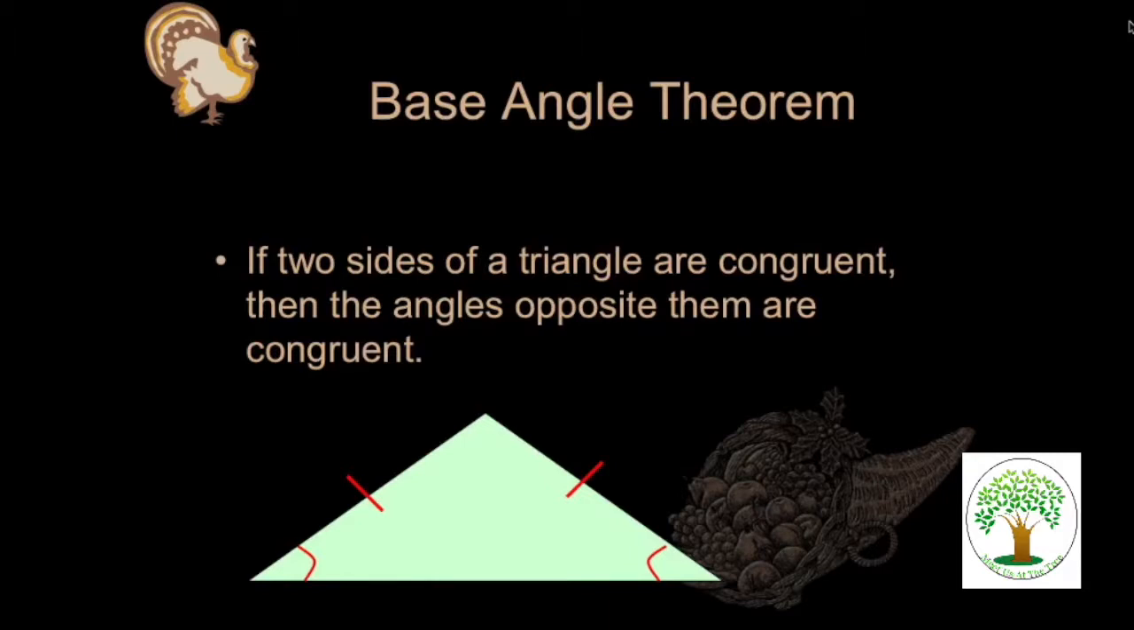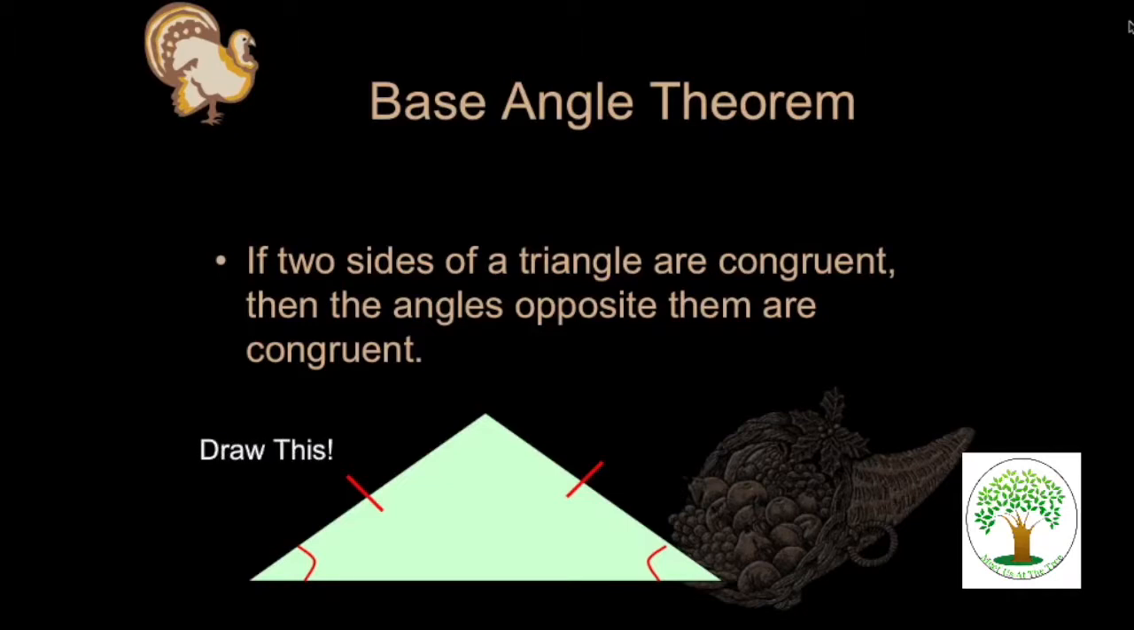If the angles opposite the... If two angles are congruent, then the two sides opposite them are congruent. What did you say? If two angles of a triangle are congruent, then the two sides opposite them are congruent.